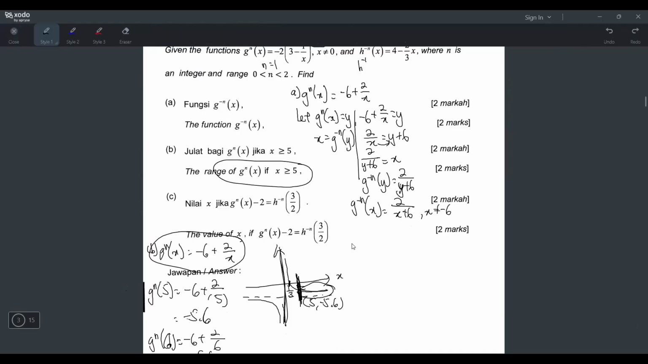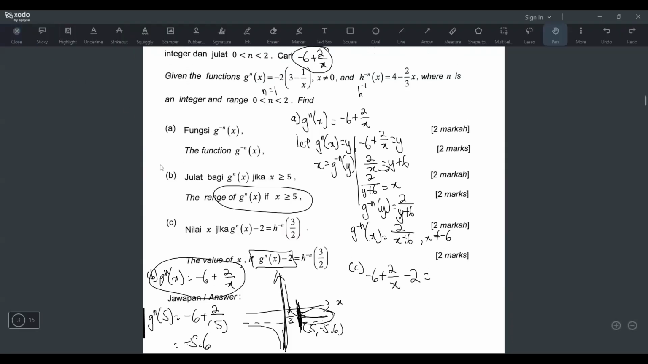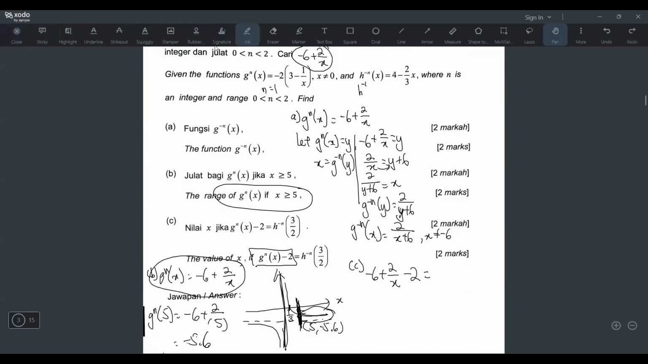Now I want to do C. So the part C I'll do it here. Okay. The C that says find the value of x if g n x minus 2 equals this. Okay. For the g n x minus 2, I already know g n x is this, negative 6 plus 2 over x. So just write it. And then minus 2, just write minus 2 equals h n of 3 over 2. Okay, do we have the h n x? Yes, it's given up here, which is 4 minus 2 over 3x.